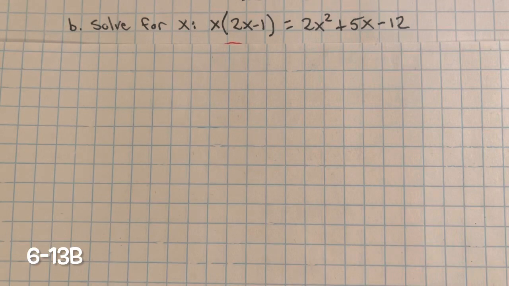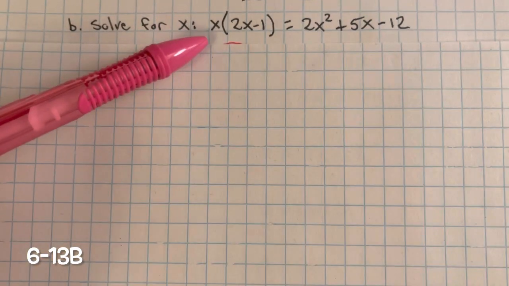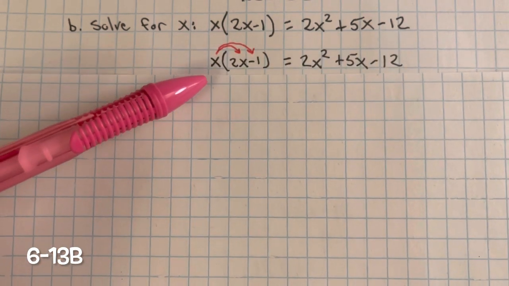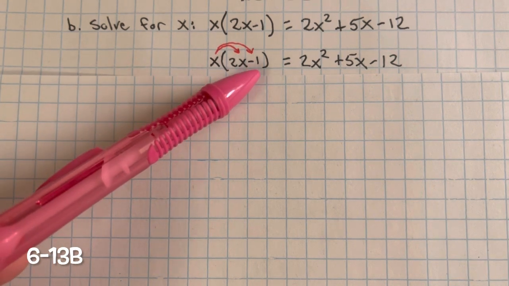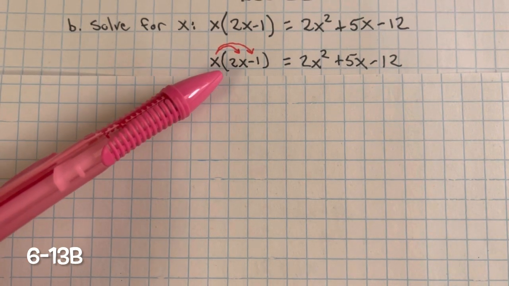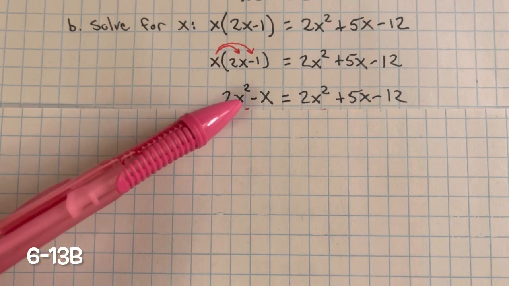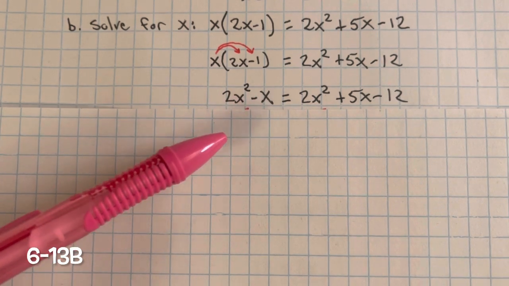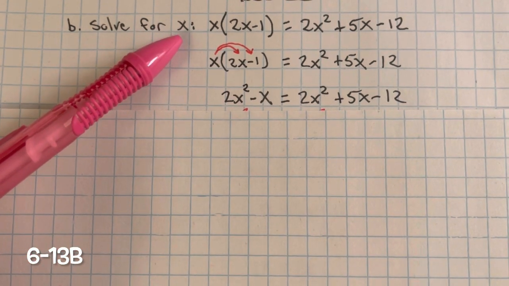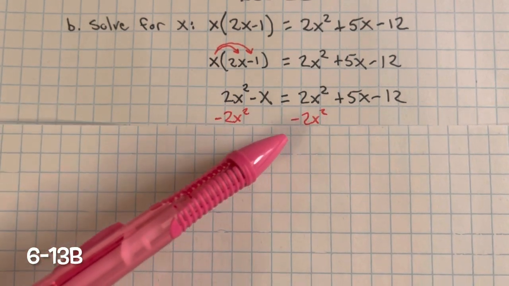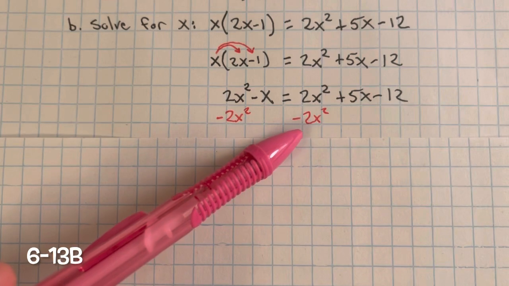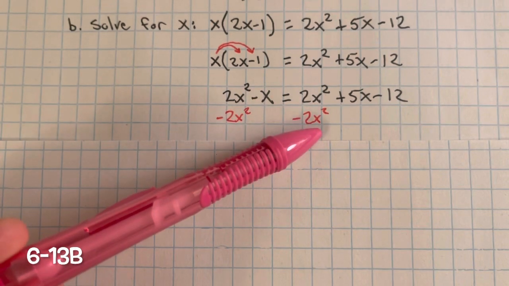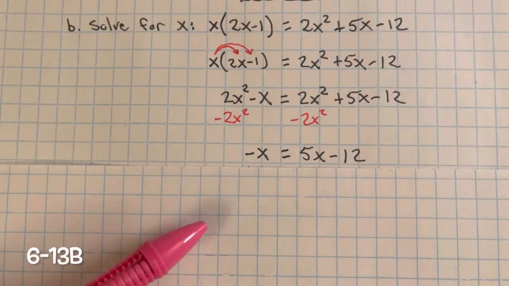For B, we're solving for the variable x. Before we do this, we need to simplify this left term by using the distributive property. So we're going to distribute this x to both terms inside the parentheses. So we have x multiplied by 2x, which equals 2x squared. x multiplied by -1 equals -x. And again, we're trying to get x by itself. So now we're going to subtract 2x from both sides of the equation. You can see this created a 0 pair, and this created a 0 pair. So that eliminated those two terms.